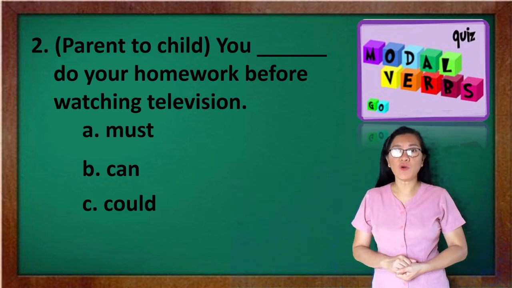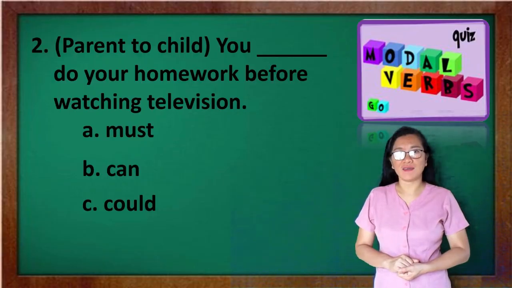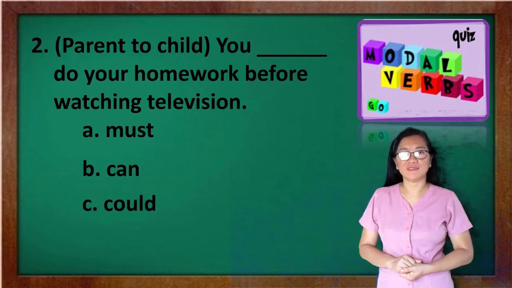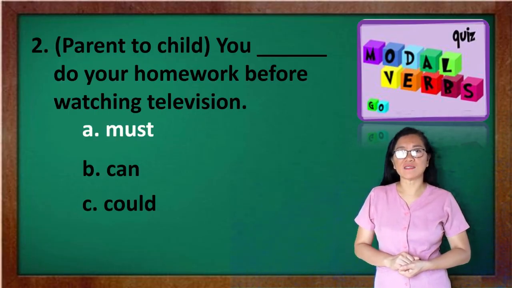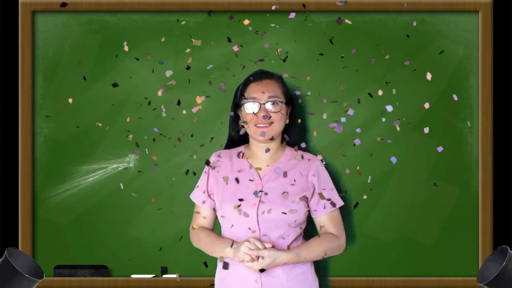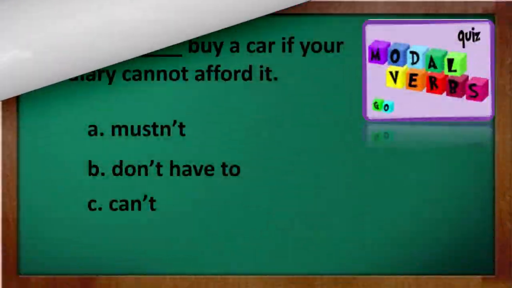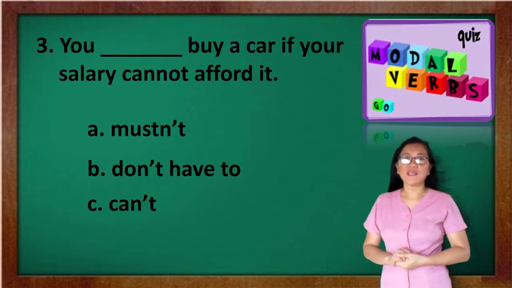You blank do your homework before watching television. A. Must. B. Can. C. Could. The answer is A. Must. You're doing great. Let us proceed with the third sentence.